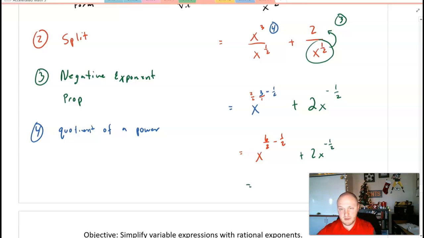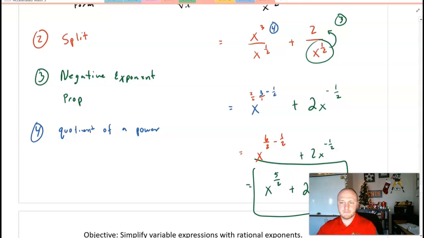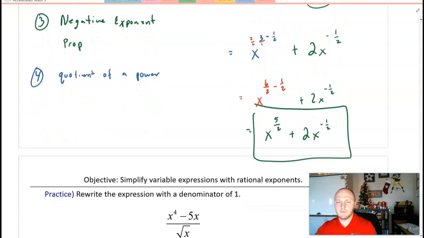And we're going to simplify. 6 minus 1 is 5. Done. Denominator is 1. There you have it. Oh, I don't know if you can see that. There you go. All right, so that's all of the examples for this lesson.